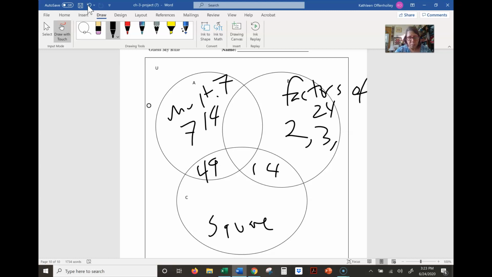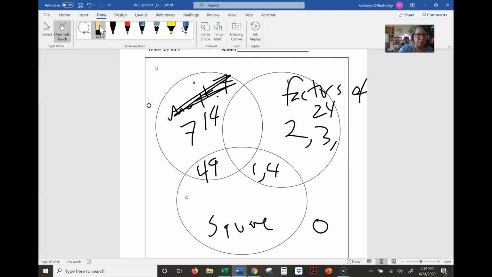It would be nice if you put something out here. Maybe I'll do 0. 0 is not a multiple of 7 or a square number or a factor of 24. Just put a few things. You don't have to have every single number in there, but try to have enough to give the other person a hint so that they can solve your rule. And then remember to erase your rule.